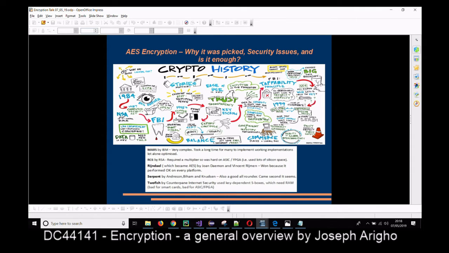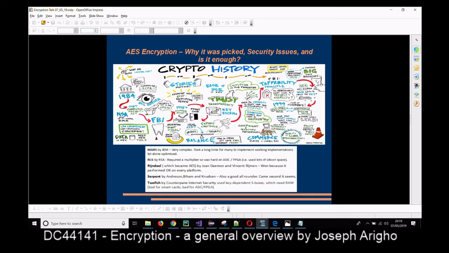You'll see that Serpent could have been AES's replacement. It could have been exactly what AES was, apart from the fact that they didn't seem to like it. It really just came down to personal preference. But there were a number of them that failed pretty solidly. Like Mars is great, but it takes a huge amount of time to implement, and it's really complicated, so that one fell by the wayside. And then you have RC6, which requires a multiplier, so it takes a lot of silicon.